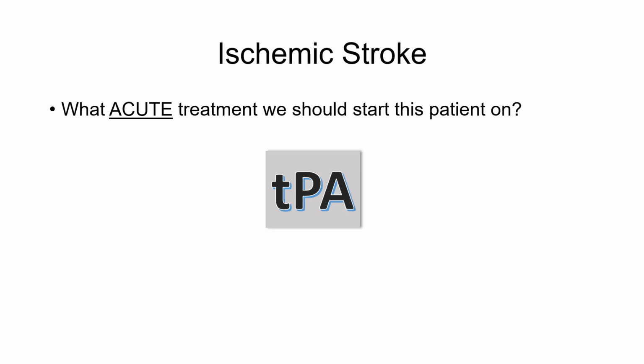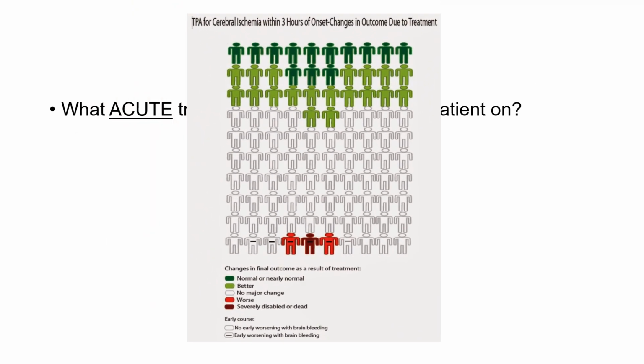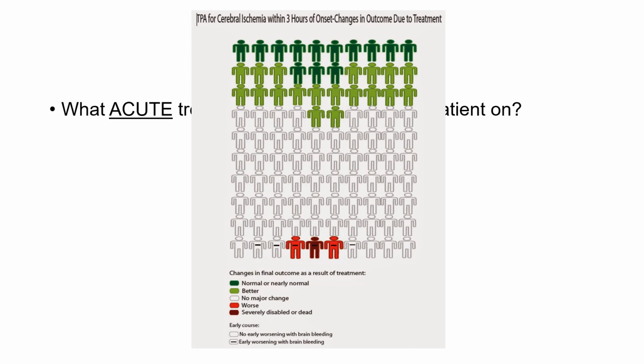So when overall looking at the risks and benefits of patients, there's a nice visual representation of this. So this is 100 patients. You can see the dark green has normal or near normal after the 3 months. The light green is better, but the majority of patients have no change with TPA, and then the few minority patients actually have worse or possibly died from the administration of TPA.